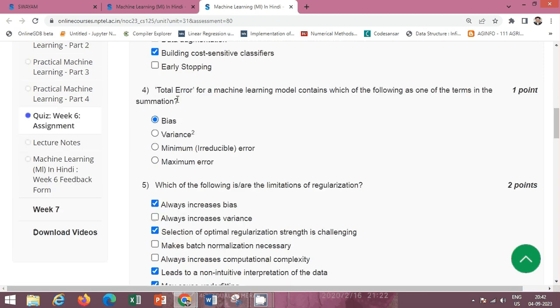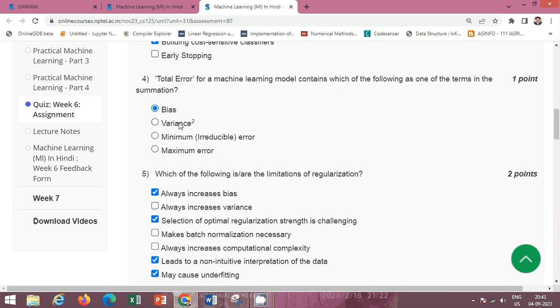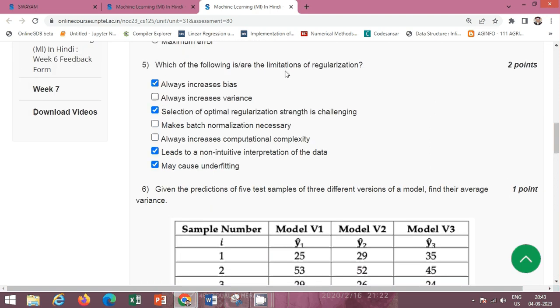Next question, total error for a machine learning model contains which of the following as one of the terms in the summation? So the correct option is A, bias. Next question, which of the following is or are the limitations of regularization? So the correct options are option A, always increases bias. Option C, selection of optimal regularization strength is challenging. Option F, leads to non-intuitive interpretations of the data. And option G, may cause underfitting. These are the four correct options.